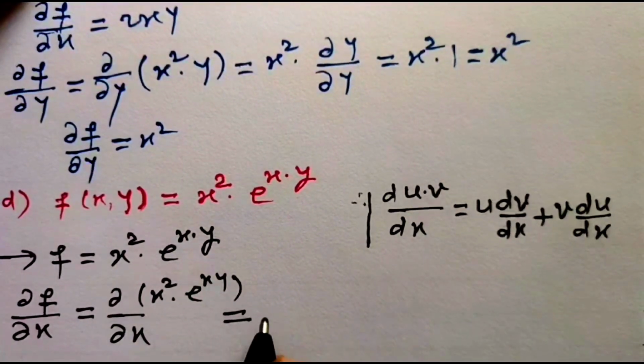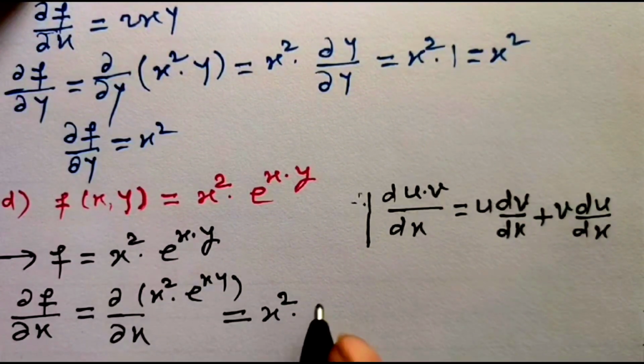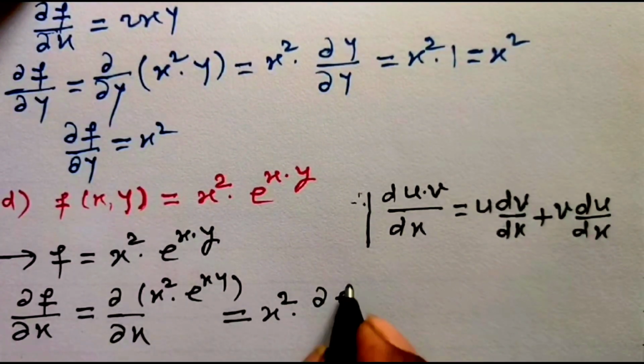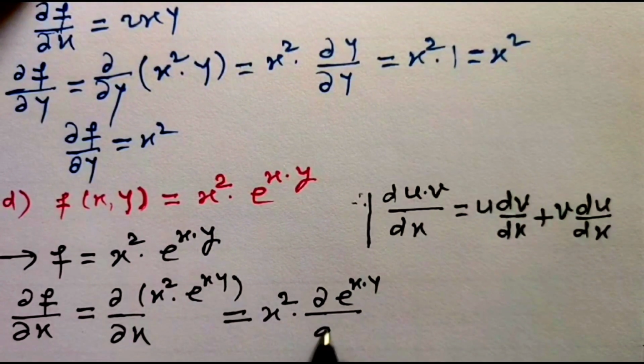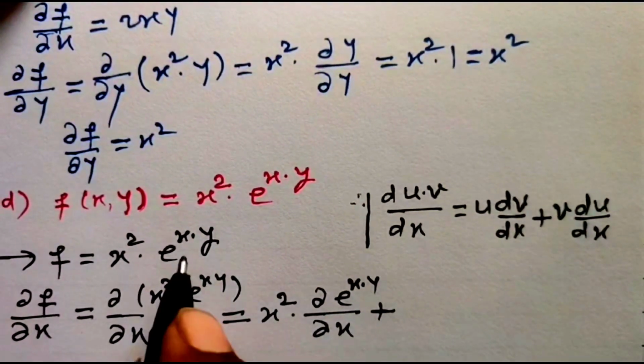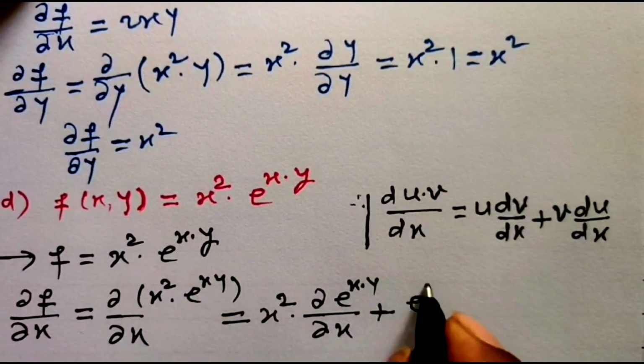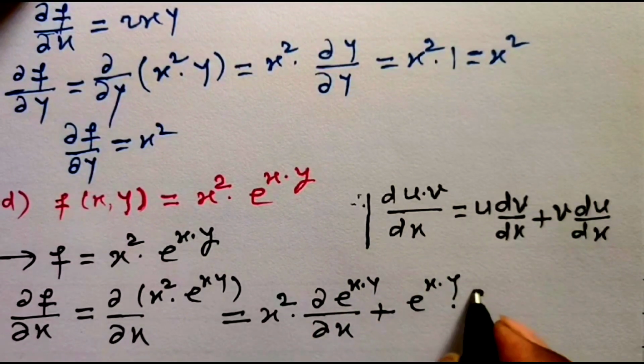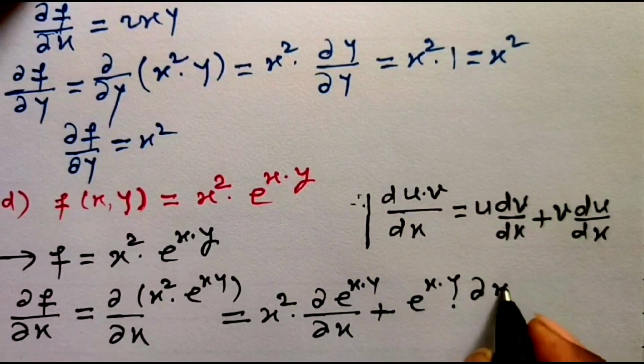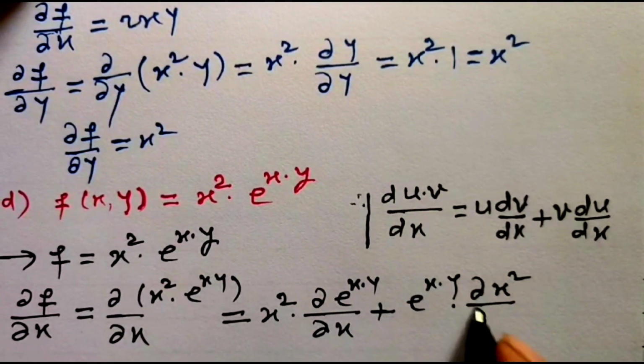First function is x square, keep this as it is, into partial derivative of e to the power x into y with respect to x plus, now keeping second function as it is, e to the power x into y into partial derivative of first function, that is x square with respect to x.